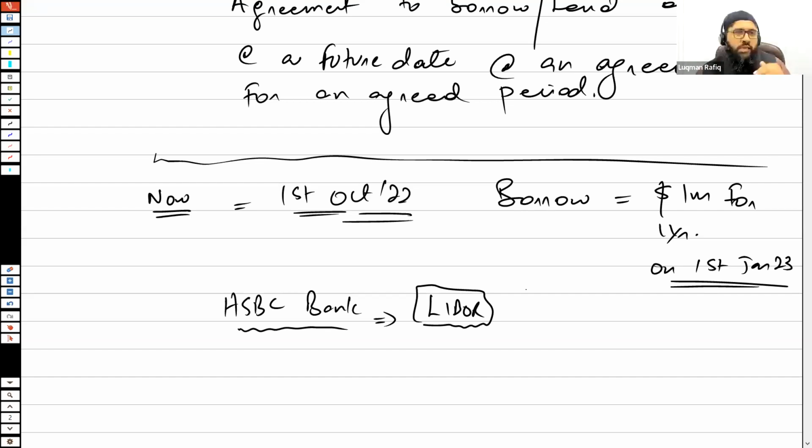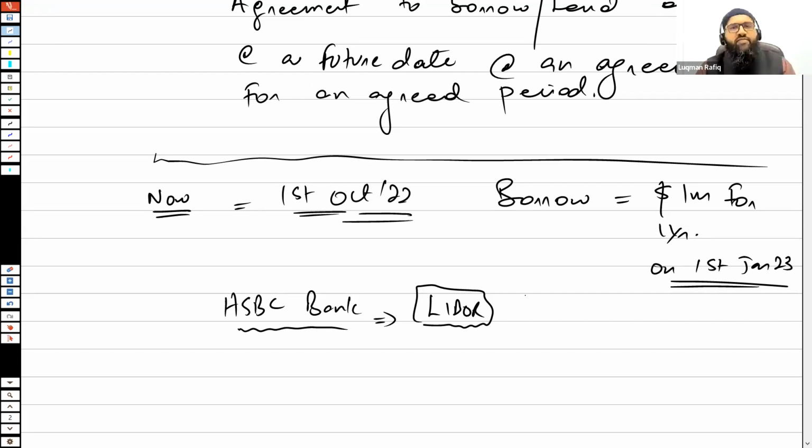Now, you are facing a risk that the Libor would keep on fluctuating. So you insist to HSBC that instead of giving us this loan at a variable rate, why don't you give us a fixed rate? Why don't you enter into a contract with us for a fixed rate loan?